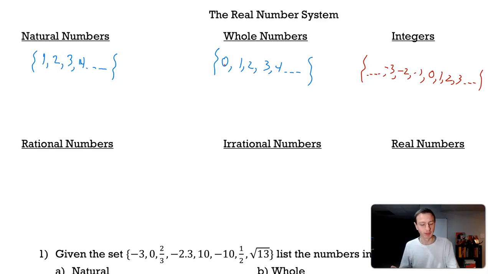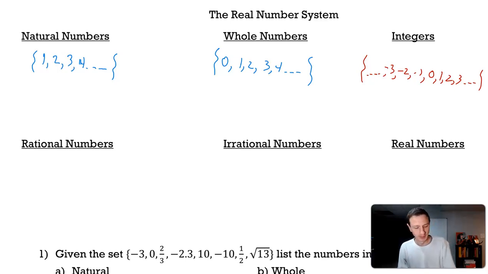Whole numbers, same starting with 1, but then we just have 0. And a way to remember whole numbers: whole, 0 has a hole. That's usually what helps people remember what a natural number is compared to a whole number, because they're pretty similar, just with the inclusion of 0 on whole numbers. And integers get to your negatives.